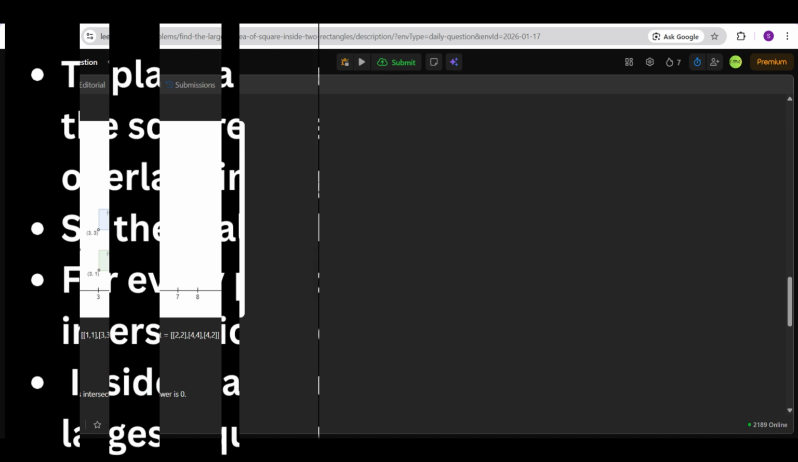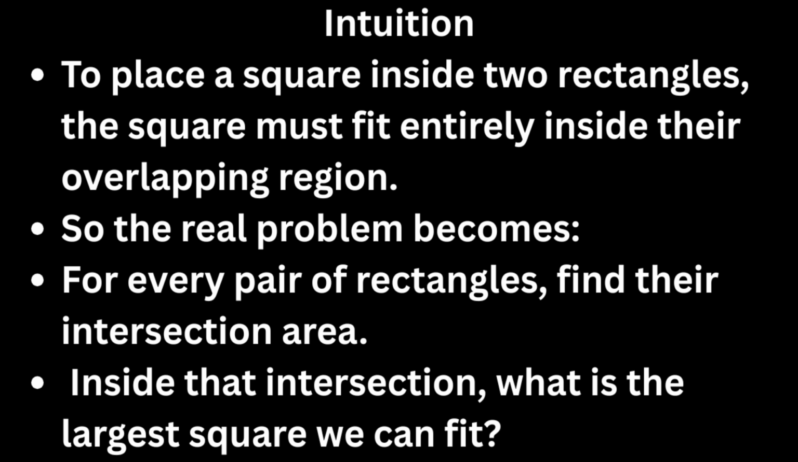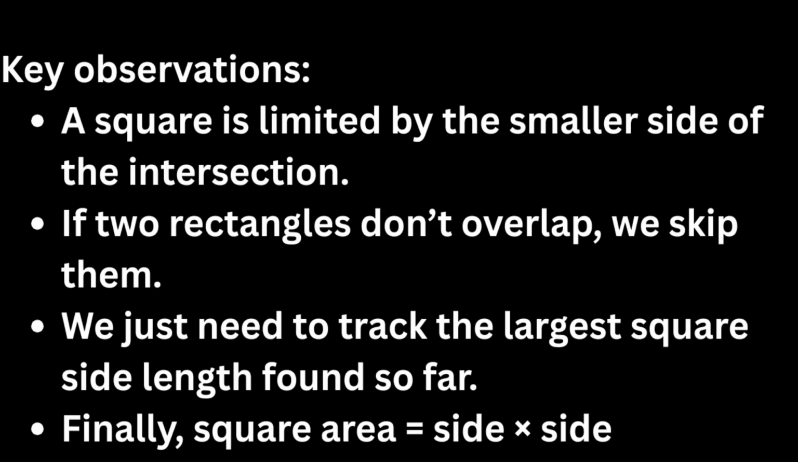Output 0. Intuition. To place a square inside 2 rectangles, the square must fit entirely inside their overlapping region. So the real problem becomes, for every pair of rectangles, find their intersection area. Inside that intersection, what is the largest square we can fit? Key observations. A square is limited by the smaller side of the intersection. If 2 rectangles don't overlap, we skip them. We just need to track the largest square side length found so far. Finally, square area equals side times side.